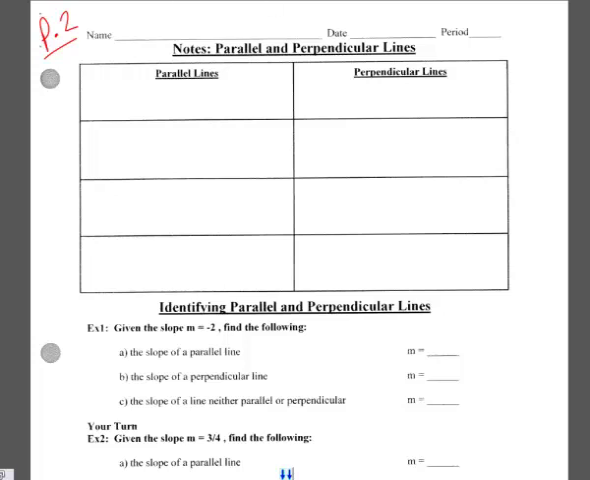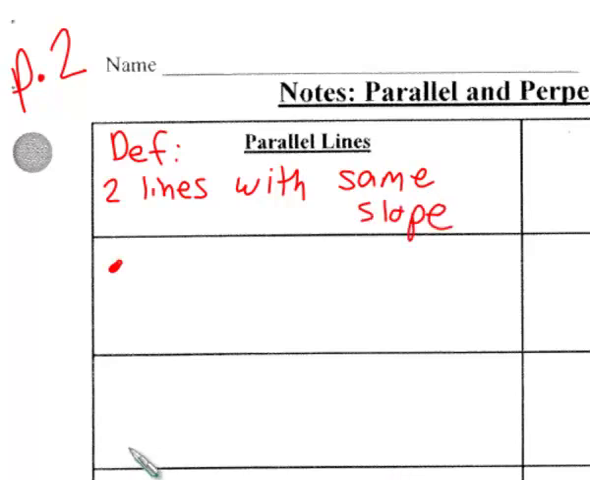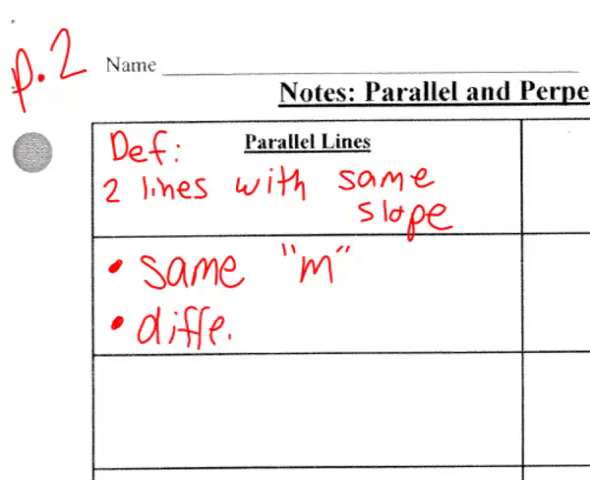Alright, we're going to start with parallel lines. We have our definition, which is two lines with the same slope. So, it has the same m in our y equals mx plus b, and a different b.